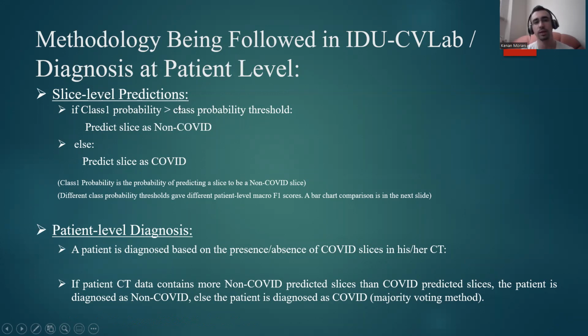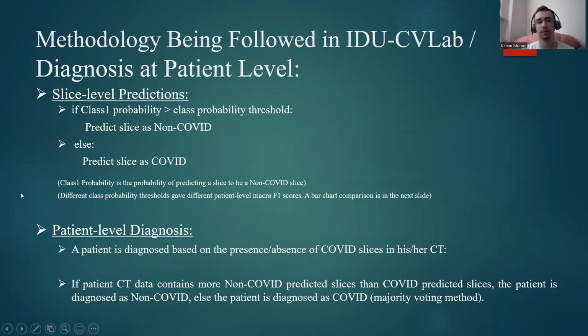Now, this threshold is chosen. I tried different thresholds. So I'm checking the probability that the slice is non-COVID against different thresholds. I tried different thresholds here to check the results. The probability of predicting non-COVID at different thresholds will be presented in a bar chart on the next slide. So this is how I worked on processing the slice-level predictions. So this is at slice level.